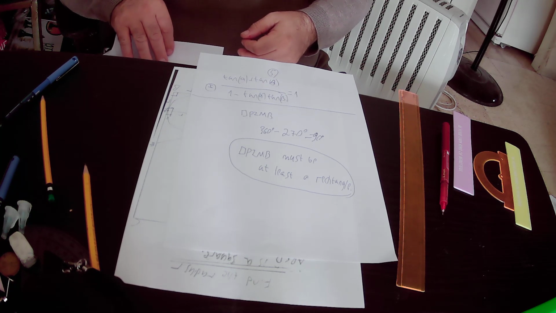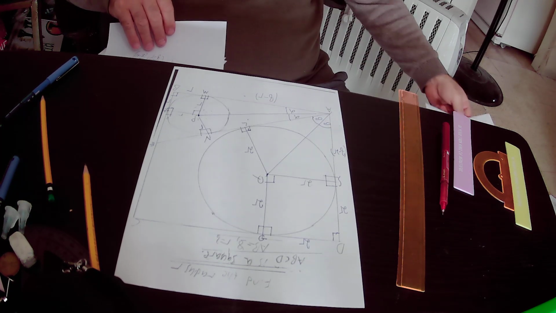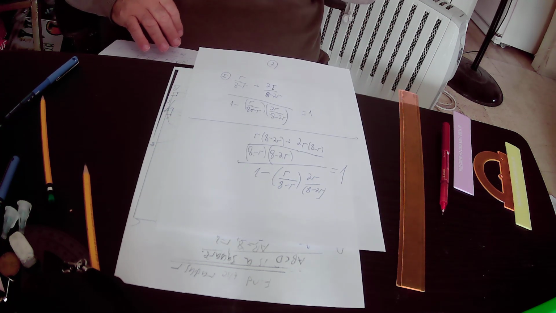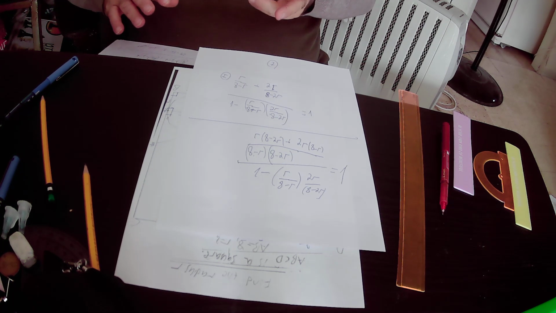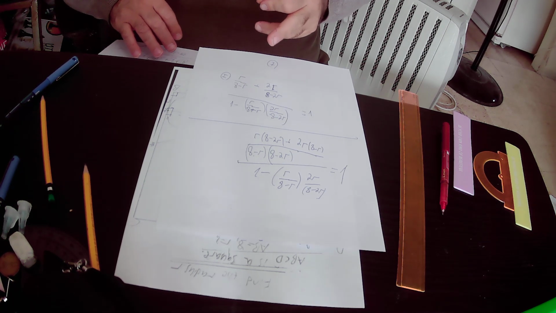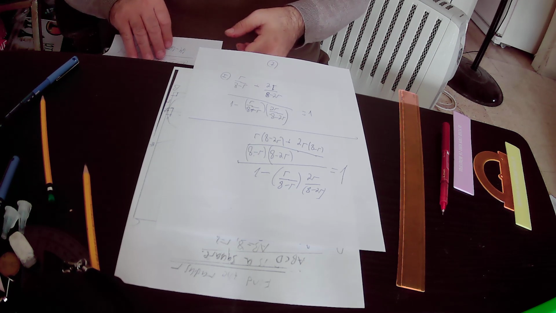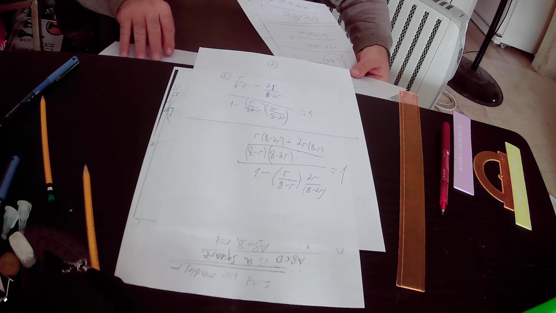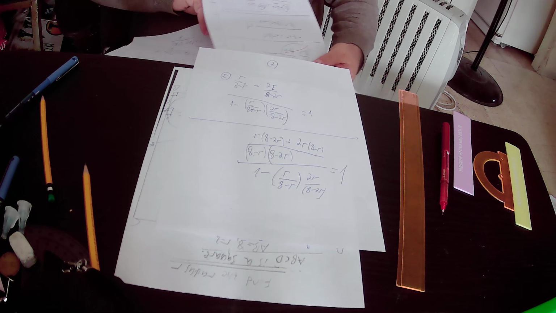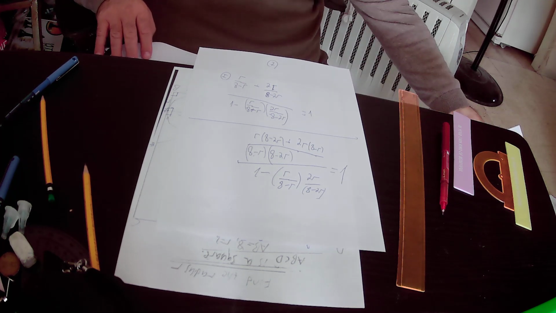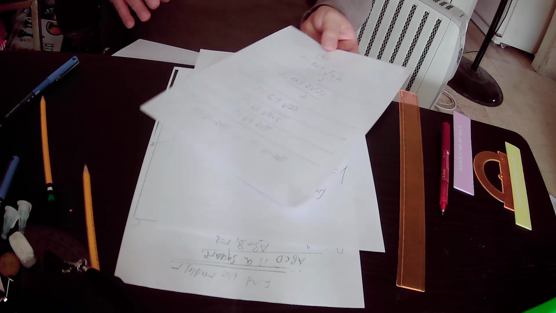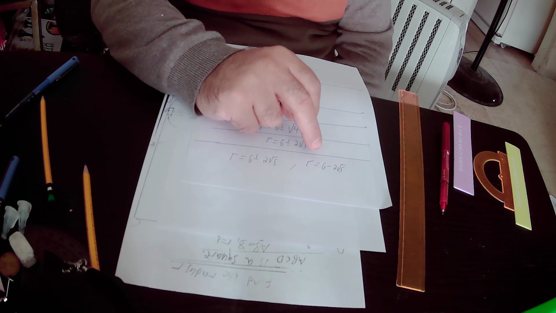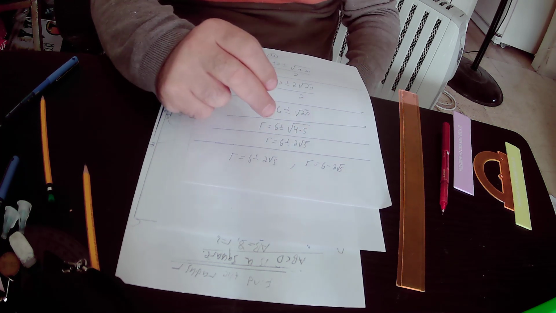And we will get this equation. So it is actually one equation with one variable, R. We solve this equation, we get a quadratic equation, and we have two solutions for it. The first solution is R equals 6 plus 2 times root 5, and the second solution is R equals 6 minus 2 times root 5.